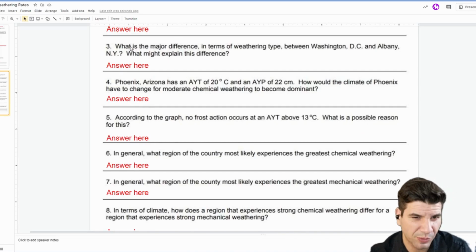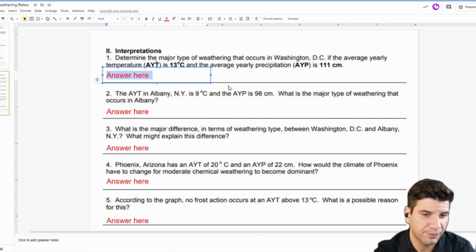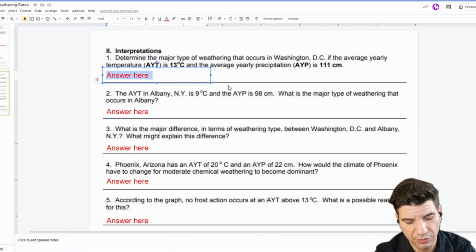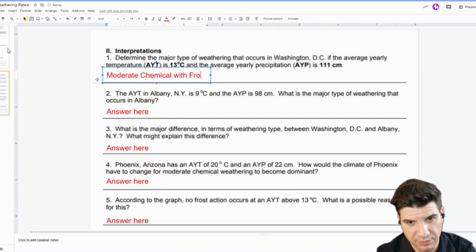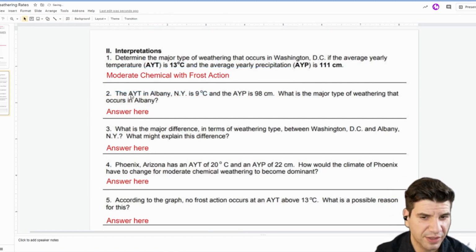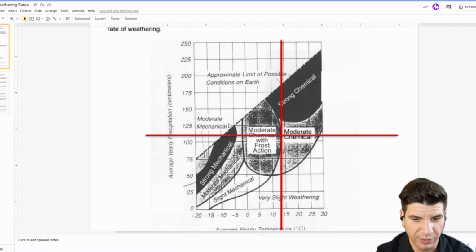The reason why I did the first one with you is because that one kind of ended up on the line. Every other one is within the boxes, within the areas. So let's call that moderate chemical, frost action. Like the next one, the AYT is 9, the AYP is 98. If you do that, you'll end up right in the middle of one of these sections.